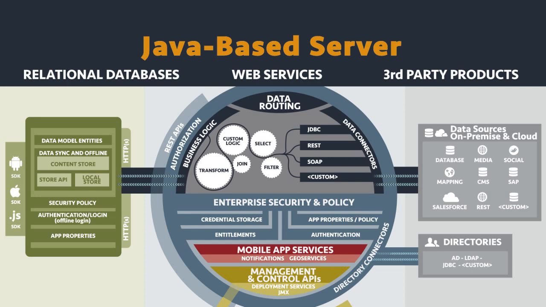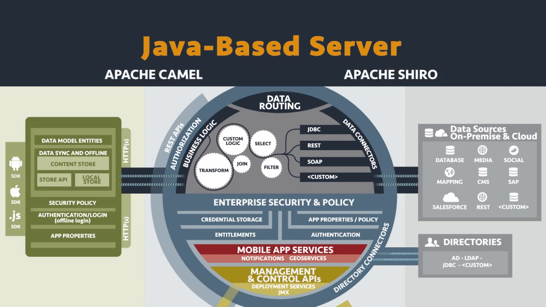The Akula server leverages several open and well-adopted frameworks, including Apache Camel for data routing and Shiro for security. Akula runs in a variety of servlet containers like Tomcat and JBoss. It can be installed on-premise or hosted, and it can be deployed virtually and in various high-availability configurations.